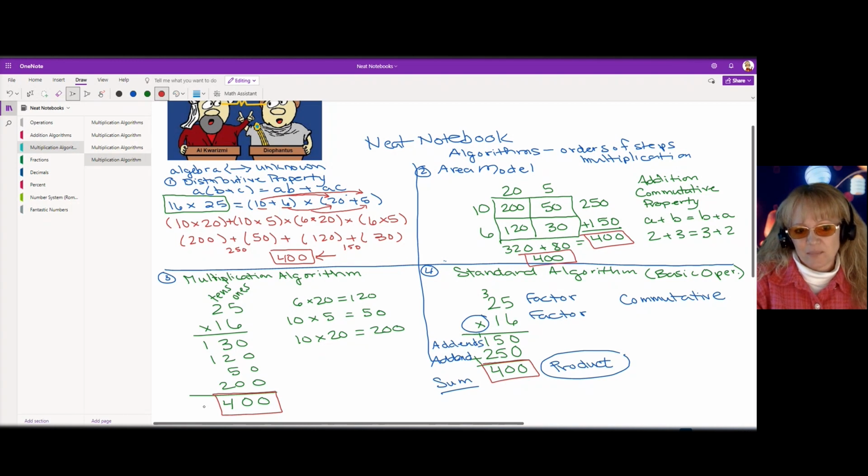So now you have it, the multiplication algorithm and the standard algorithm. That is magic. So there are 4 algorithms for multiplication here, and I hope you had fun doing it.